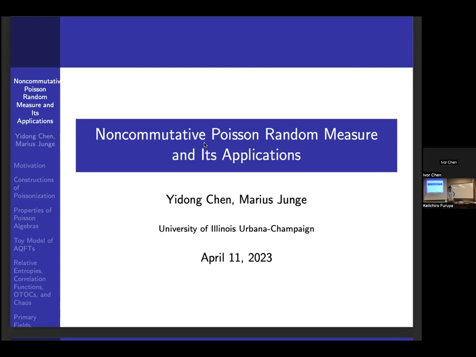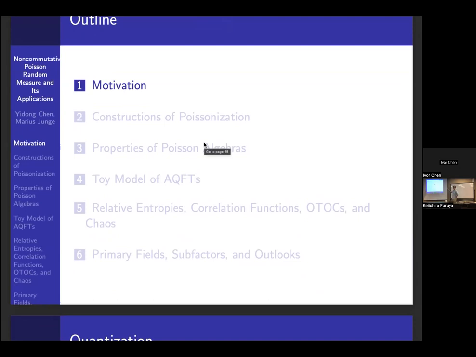So this is the basic outline of the talk, way too ambitious. So let's see how it goes. I'll spend quite some time talking about motivations to convince you why this thing we are looking at is natural from the perspective of quantization. And I'll talk a bit about the details of the construction, mainly by examples, simple examples, where explicit calculations are possible. And then I'll talk about properties of Poisson algebra, functorial properties in mathematical language. And if we have time, maybe we won't, maybe a little bit of toy models of AQFTs, and then something related to quantum information. And the last part should not be here, but it's still here, but I'll have some comments on outlines.